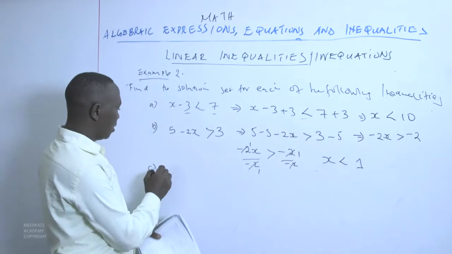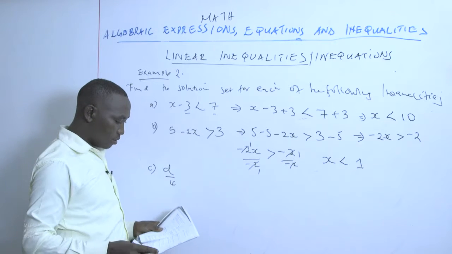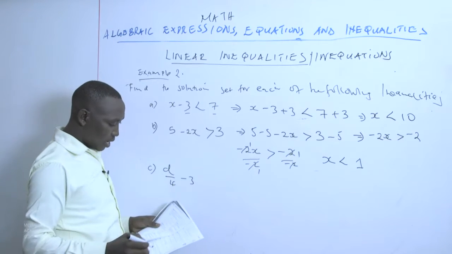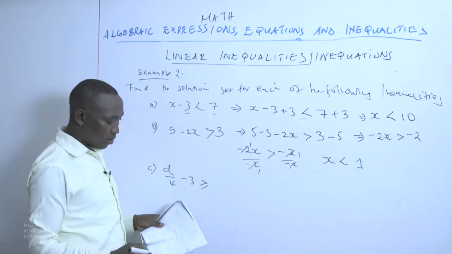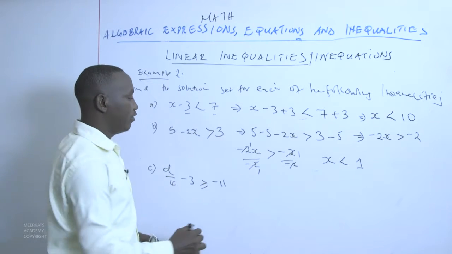Number C, d over 4 less 3 is greater than or equal to negative 11.